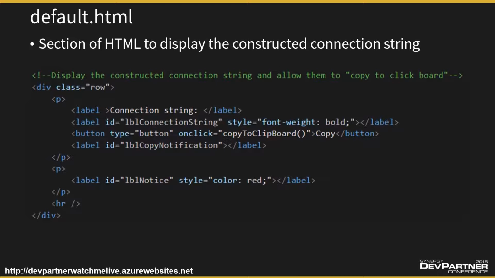This is just a quick section of code from the default HTML page. We have a label called connection string and a second label with no content. The second label has an ID, in this case labeled connect string. This ID allows us to manipulate this control from our JavaScript page logic.